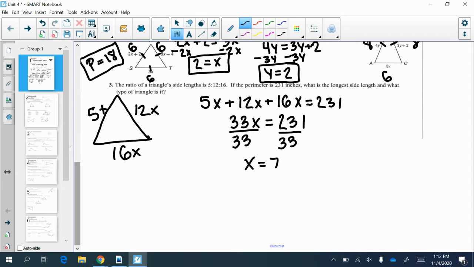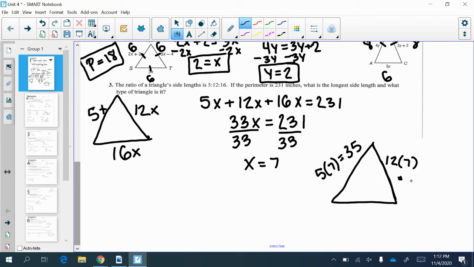Now that I know it's 7, when I go back to my triangle here, 5 times 7 is 35. Then we have 12 times 7, which is 84. And 16 times 7, which is 112. All of my side lengths are different lengths. So we have 35, 84, and 112, which makes this triangle a scalene triangle.